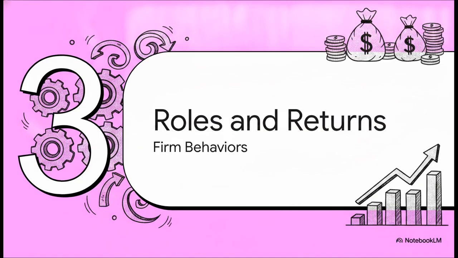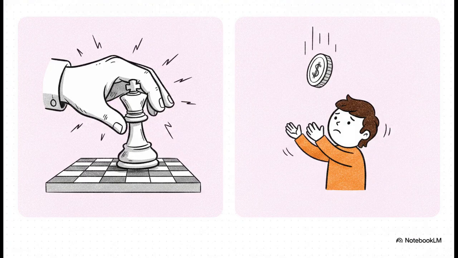Section 3. Market roles and returns. The roles these firms play couldn't be more opposed. The oligopoly firm operates as a strategic price maker. They have significant market power and independent pricing policy, and they dictate the terms. The competitive firm, by contrast, is completely submissive to the market. They are price takers. They have zero independent price policy.